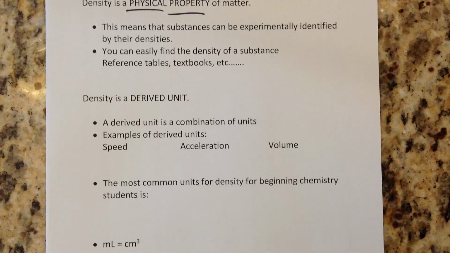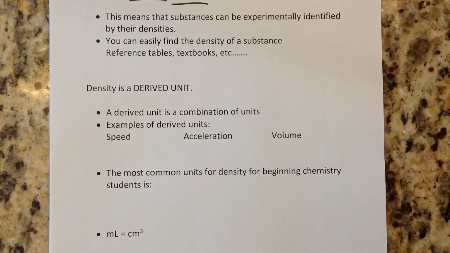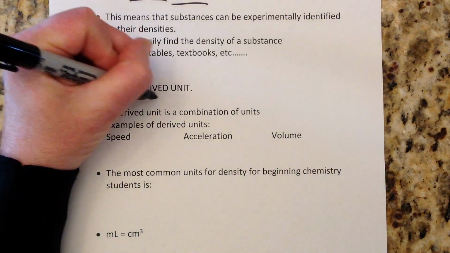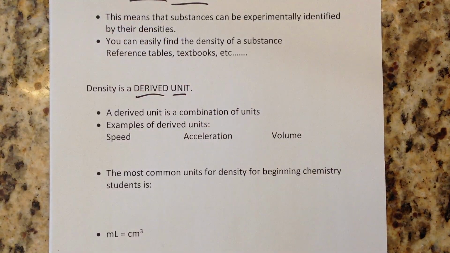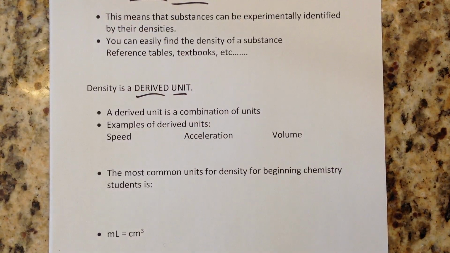Now, the next thing I want you to know about density before we get into calculations is that density is a derived unit. And a derived unit means that you have a combination of units. Instead of just gram or milliliter or pound or second, we've taken those units and we've combined them because the formula is derived from something else.